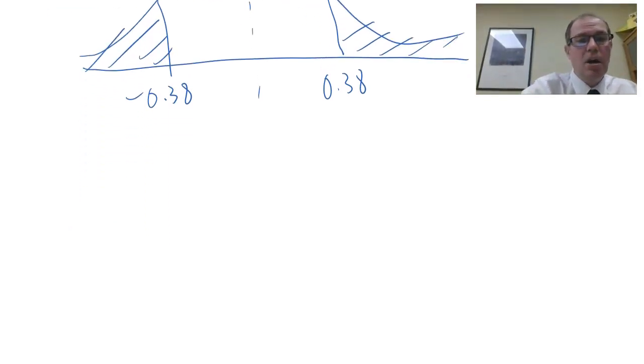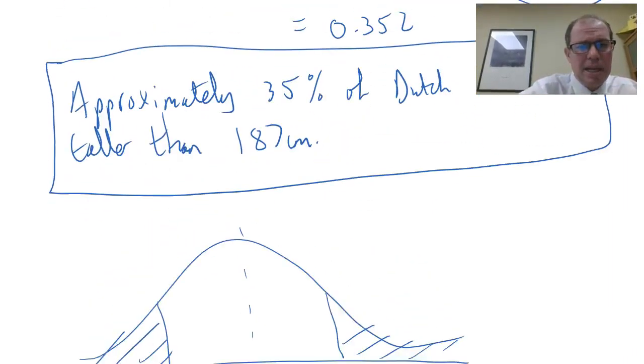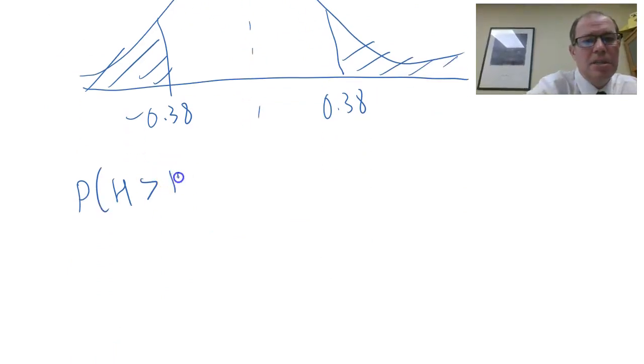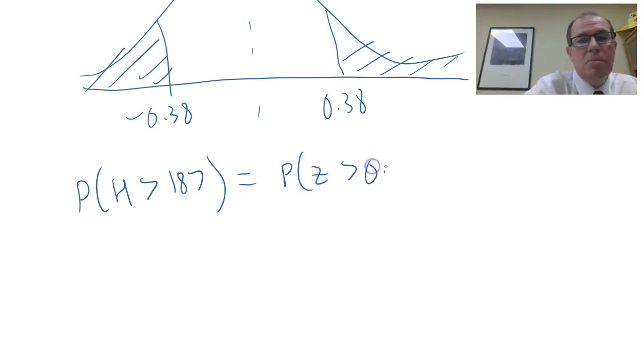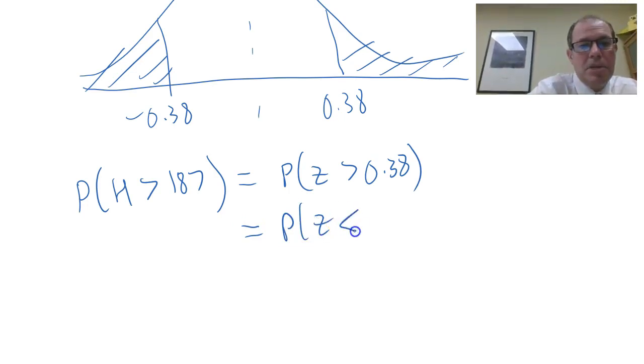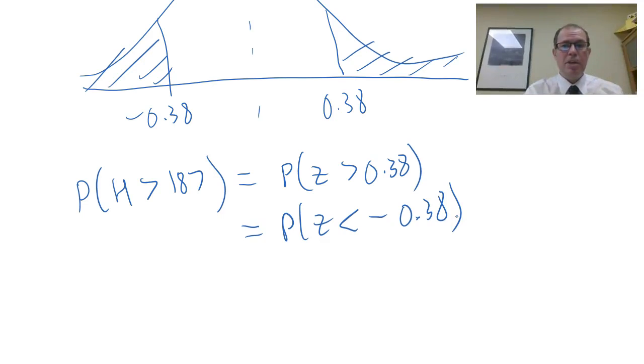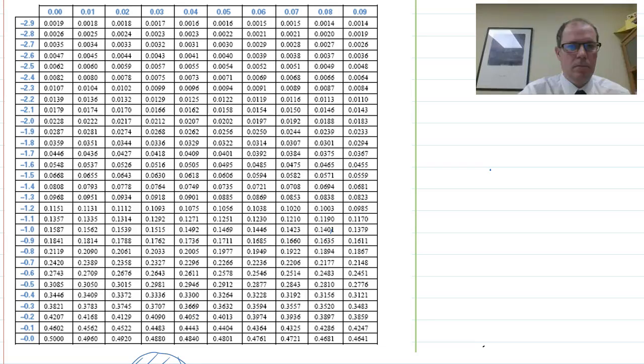So instead of doing 1 minus the area you don't want, you can say the probability, again, start with h. H was bigger, I think it was 187, wasn't it? Yeah, 187 centimeters. H is bigger than 187 centimeters is the same as z being bigger than 0.38, which is the same as z being smaller than negative 0.38 by symmetry, and then we can go back to our z-score table.